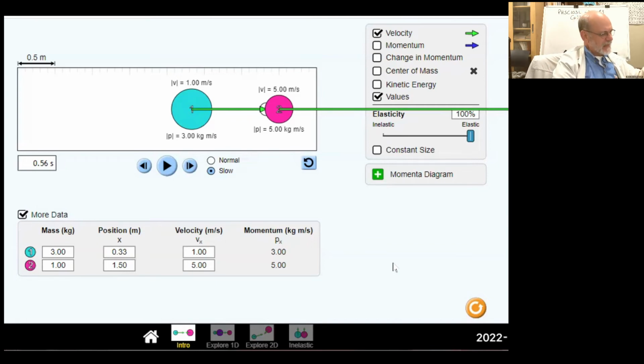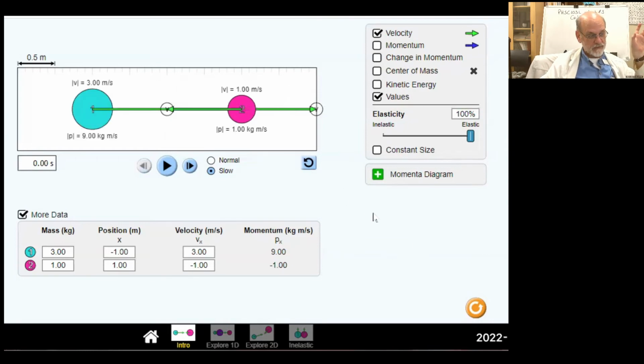Now, for the second one, the inelastic collision, it tells us to stay in the introduction, right? We're still in the introduction. Let's reset it. Okay. And now we want a totally inelastic collision, which means in this bar right here that says elasticity, you can either click there, and it won't let you. Okay, so take the slider and go all the way to the left. That's 0% elasticity, which means totally inelastic collision. Okay, that's where we're set.